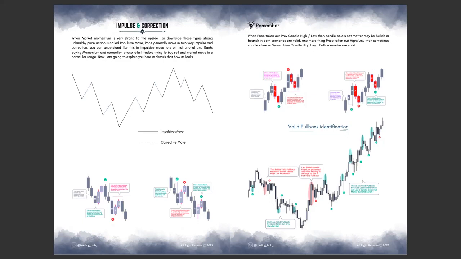Let me show you. For example, here, this one is your impulsive move, and this is a correction, again impulse, and this is not a correction because this candle low is not broken here, correct? So this is not a corrective move. If the market breaks this low, then this also becomes a correction move.